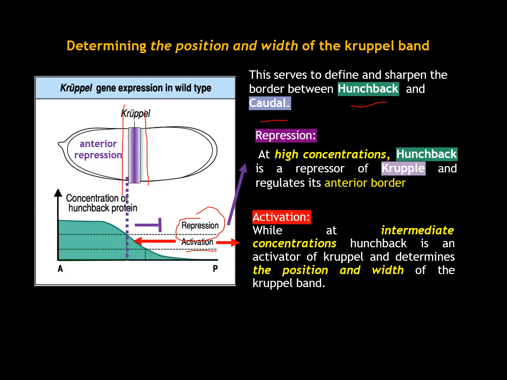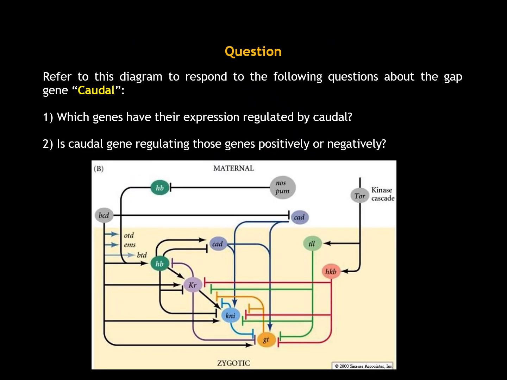Same thing will happen with other genes. It's just an example so you understand how this works. And now try to answer this question that is pretty easy. Refer to the diagram shown below to respond to the following question about the gap gene caudal.